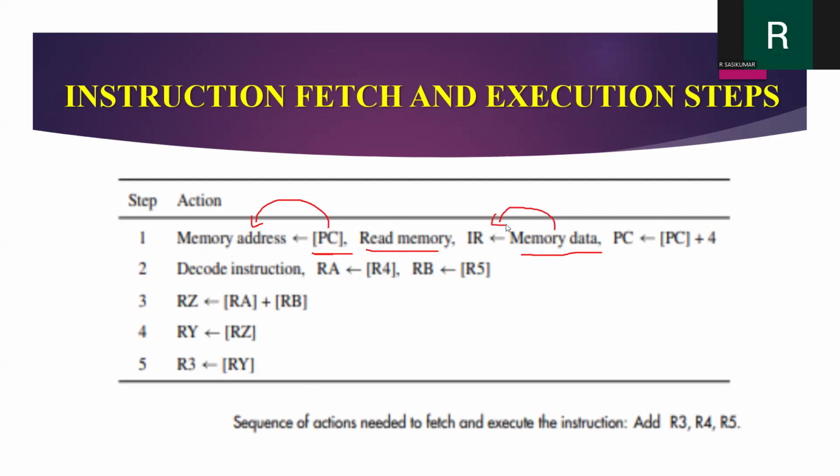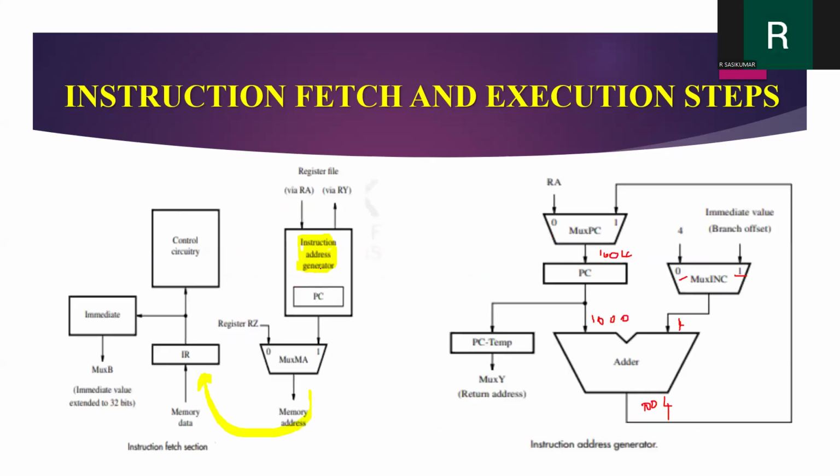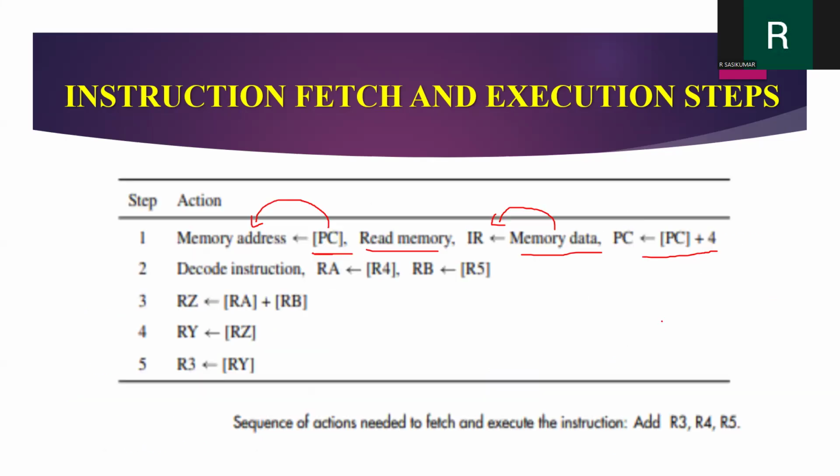So the system doesn't know what type of instruction is currently available. The role of IR is to analyze and decode the instruction. Once the instruction is moved on to IR, the program counter will be incremented by 4 automatically. This first step is compulsory for all the instructions. So this is the diagram.